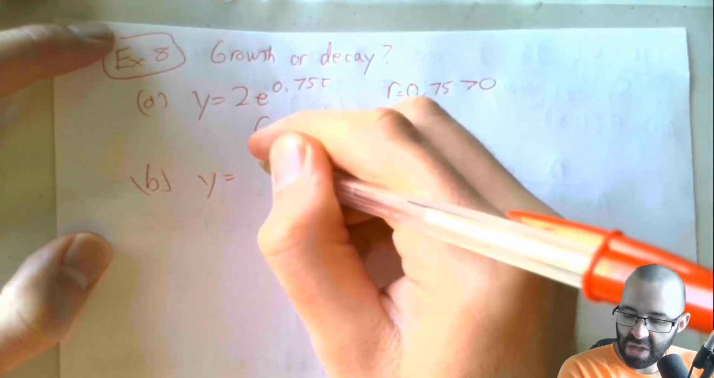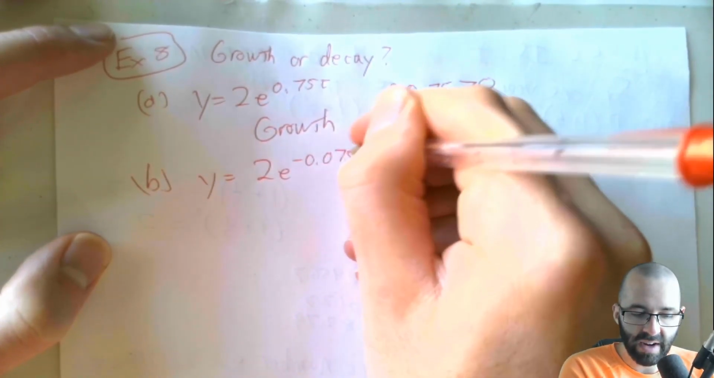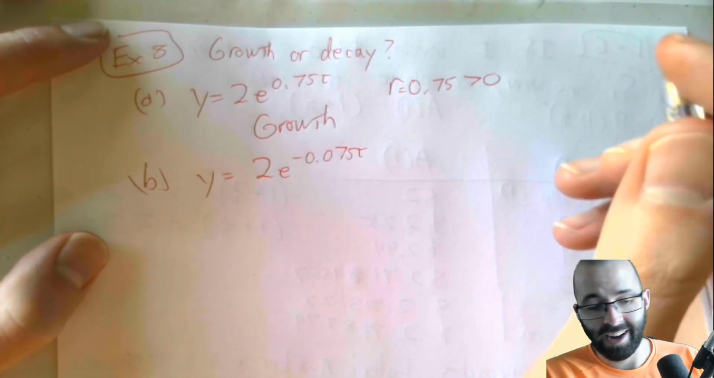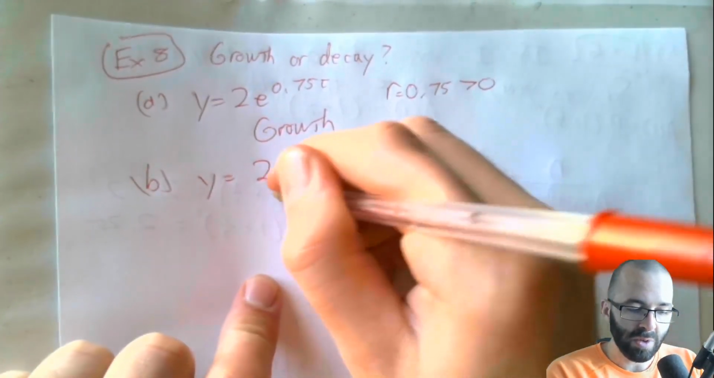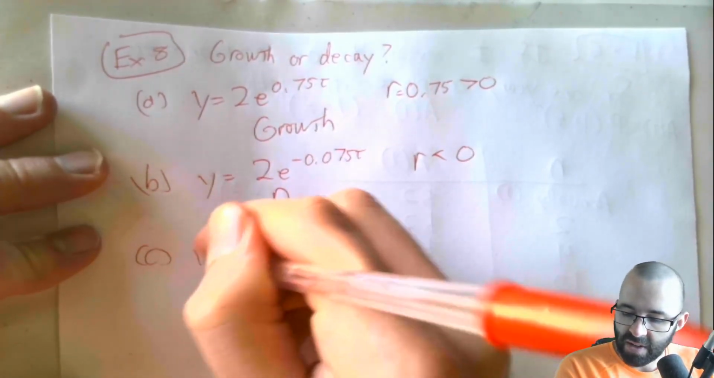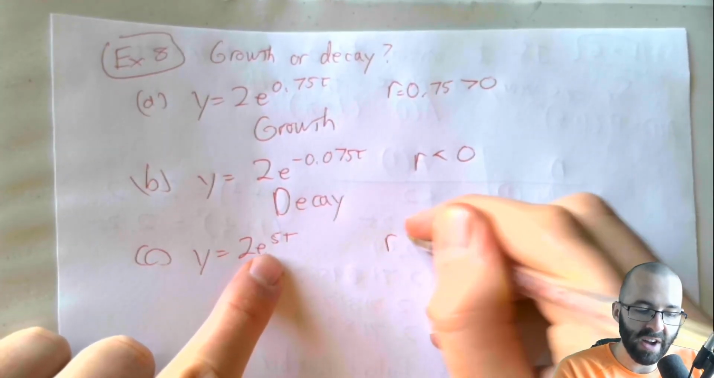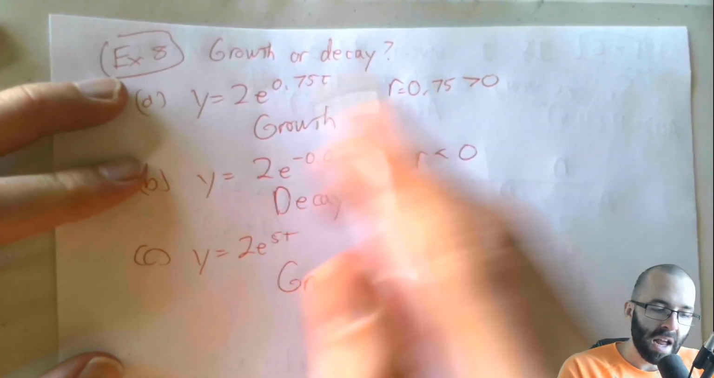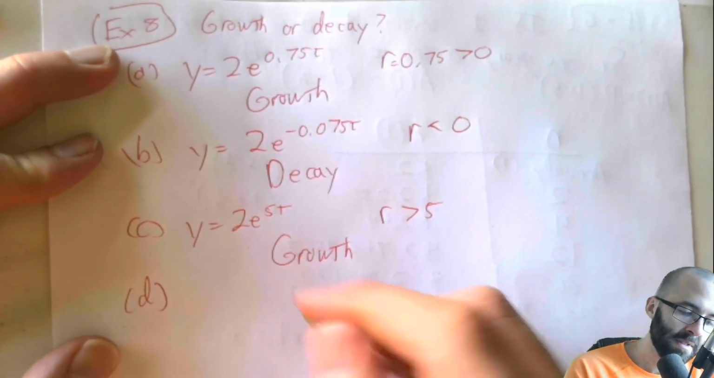If I look at something like b, y is equal to 2 times e to the negative 0.75t. Oh, or apparently negative 0.075t now, right? Our r value is negative. So it's going to be decay. Our c, y is equal to 2e to the 5t. Again, r is 5. It's positive. It's going to be growth. And that's how you do it for continuous growth like this with e.